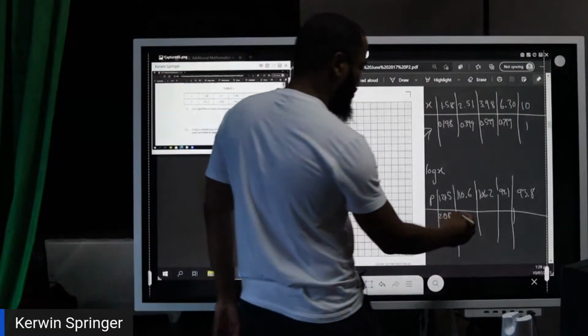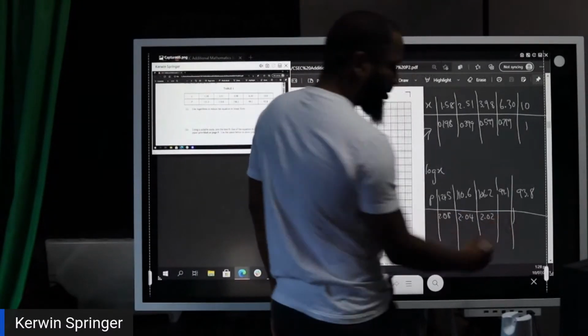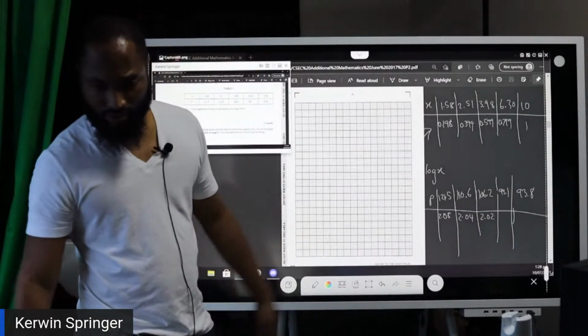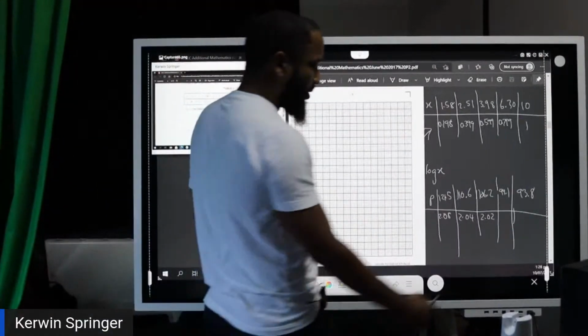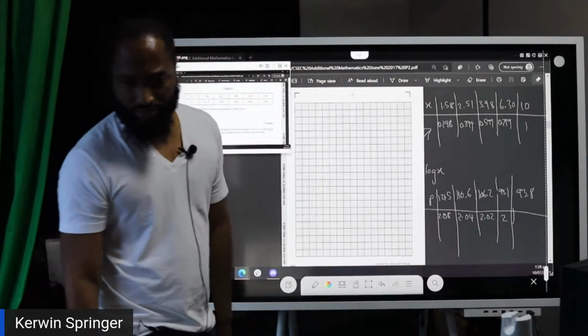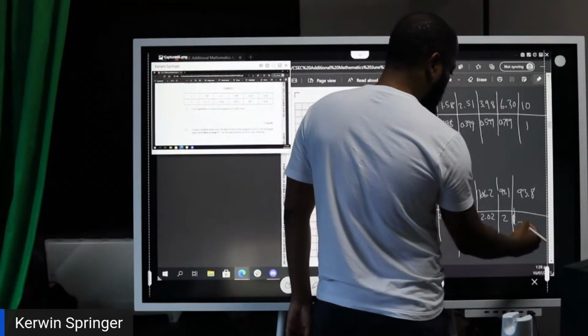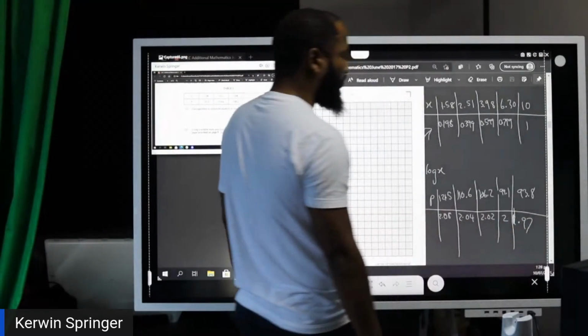then 2.04, then 2.02, then they say 2. Basically 2. You can just write 2. And then 1.97. So this is the graph we plotted.